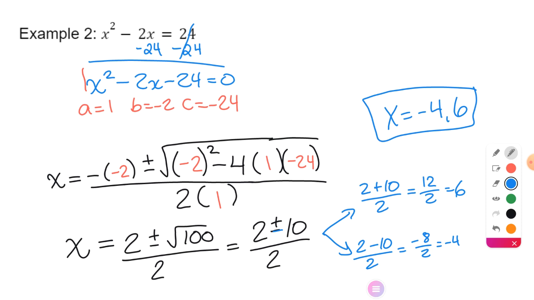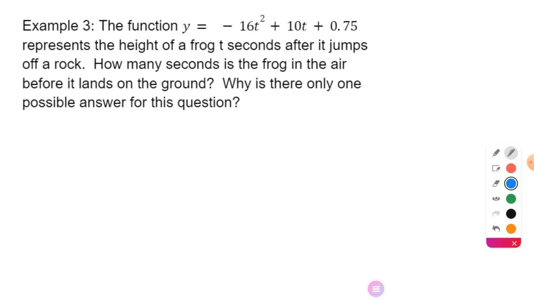All right, one more problem here with the entire quadratic formula. So the function y equals negative 16t squared plus 10t plus 0.75 represents the height of a frog t seconds after it jumps off a rock. How many seconds is the frog in the air before it lands on the ground? And why is there only one possible answer here?